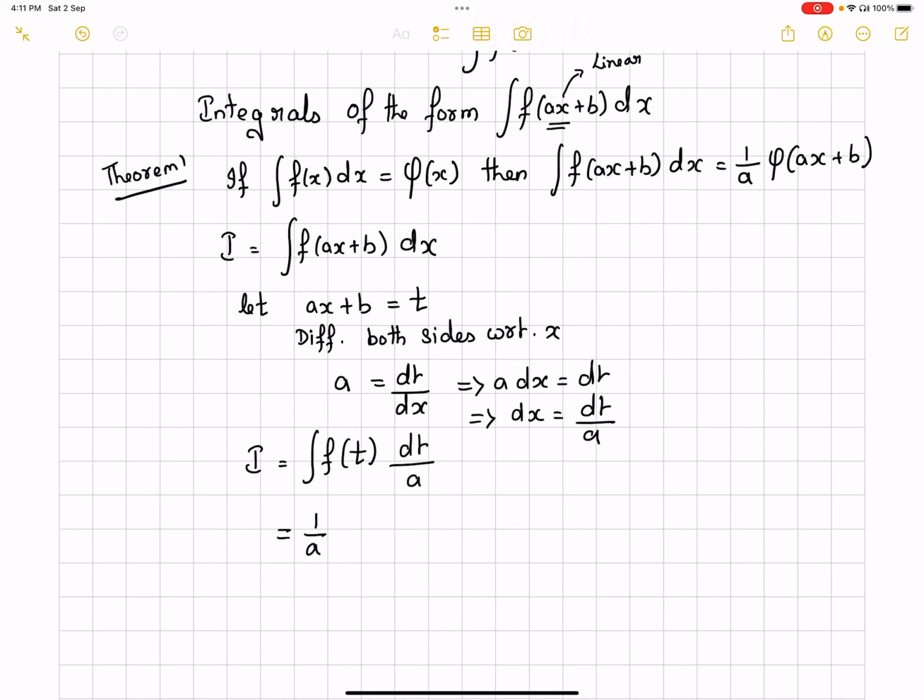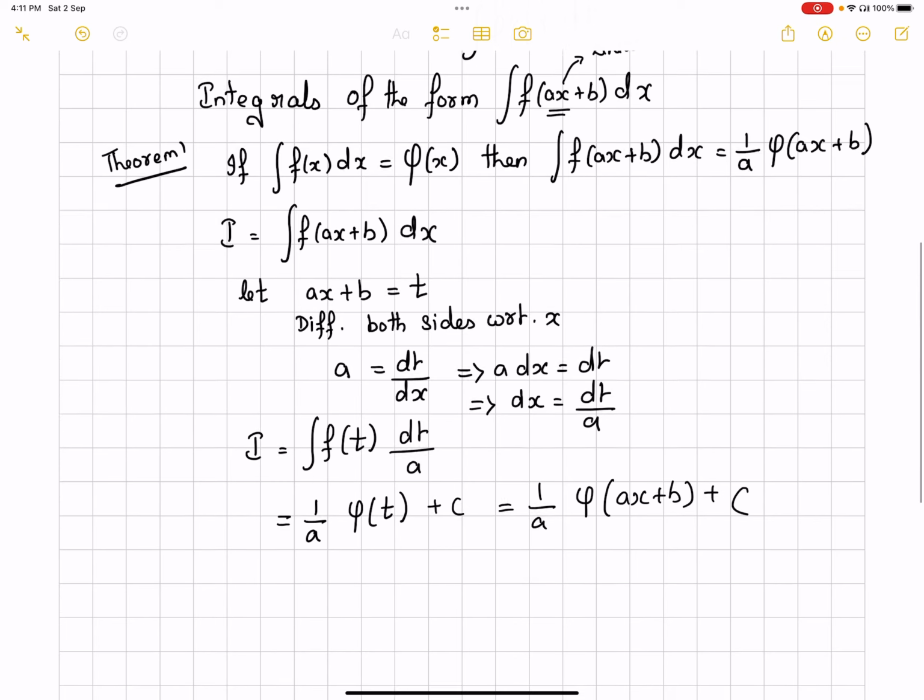Now when I integrate f of t, what would I be getting? I would be getting phi of t plus c. And then, what is my t? It is nothing but phi of ax plus b plus c. So this is how we would be doing it.